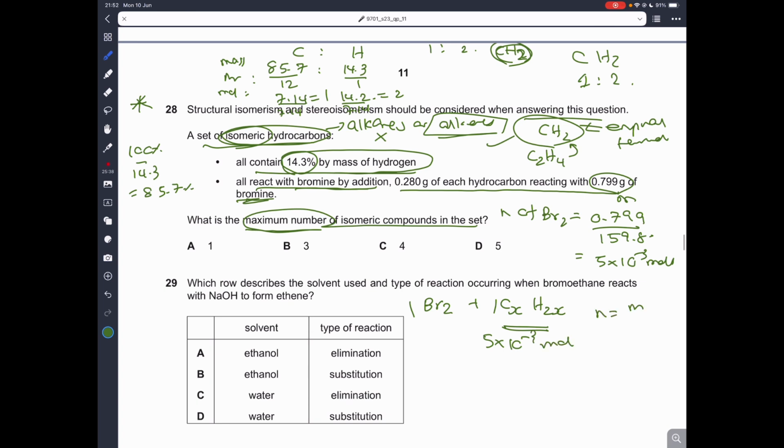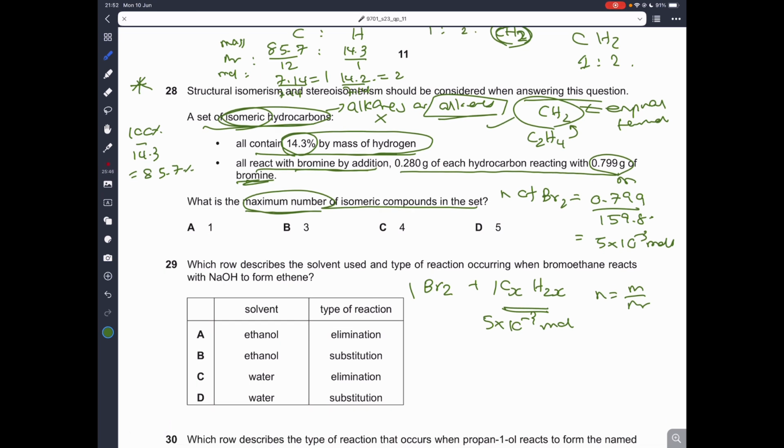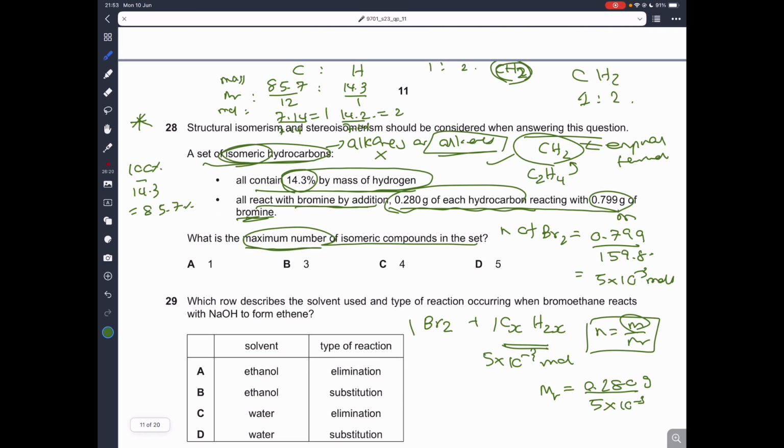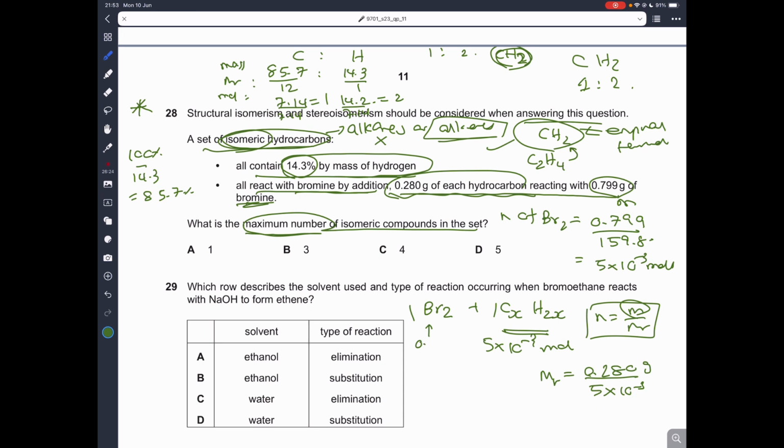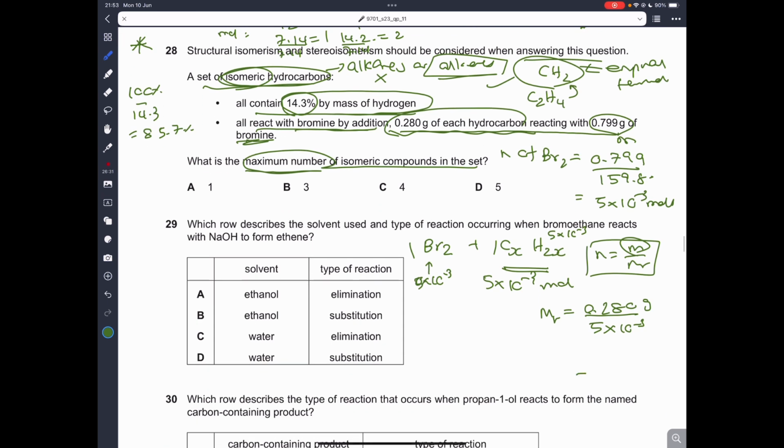So mole is equal to mass over Mr. We find the Mr of the compound. So we have 0.280 grams of hydrocarbon, and then we divide by the moles to get the Mr. The moles is 5 times 10 to the power minus 3, because it reacts 1 to 1. If there is 5 times 10 to the power minus 3 of bromine, there will be 5 times 10 to the power minus 3 of this hydrocarbon as well. So this gives us an Mr of 56.